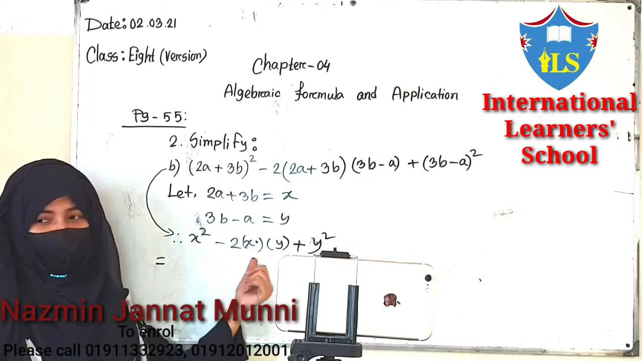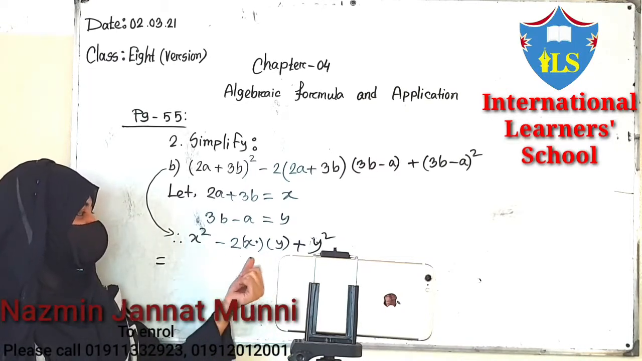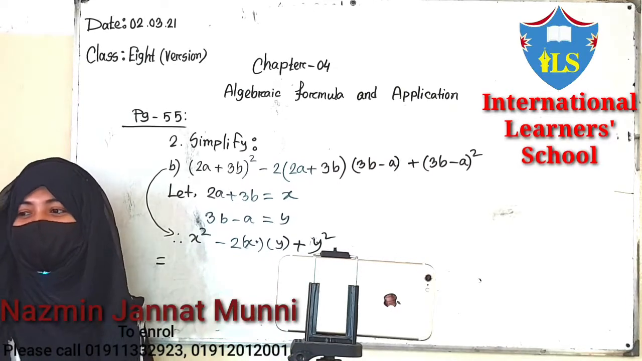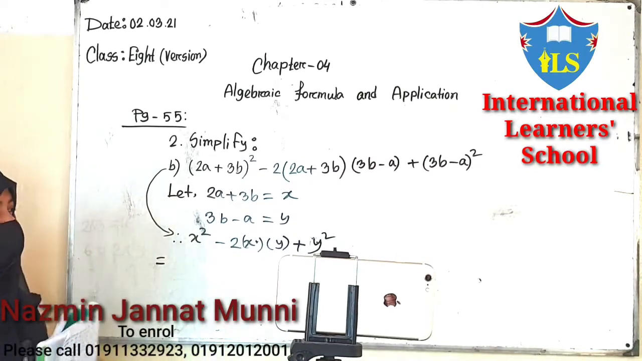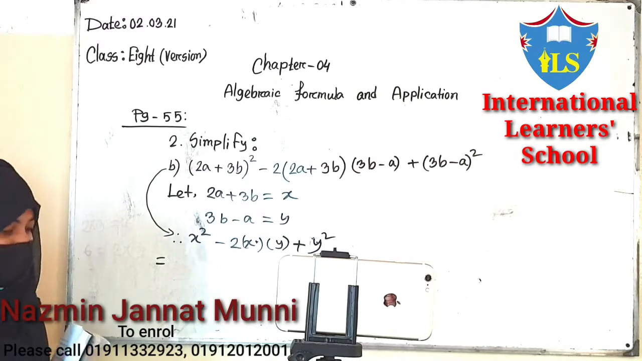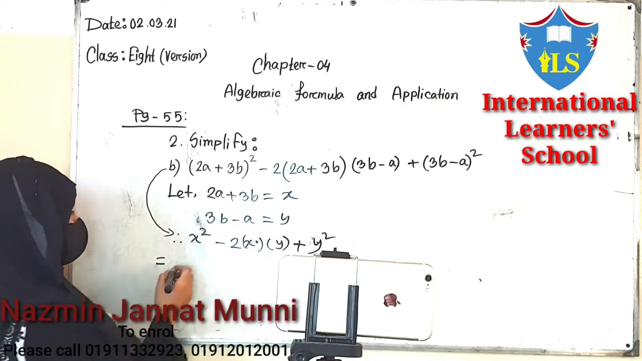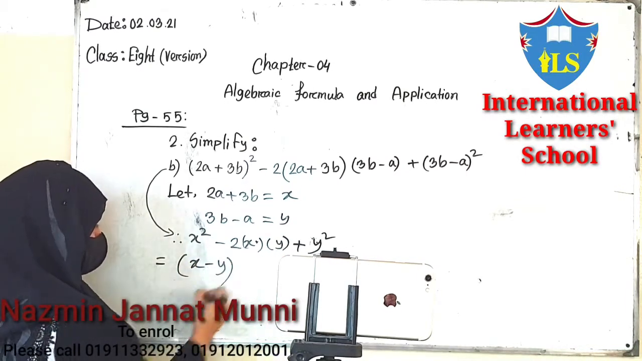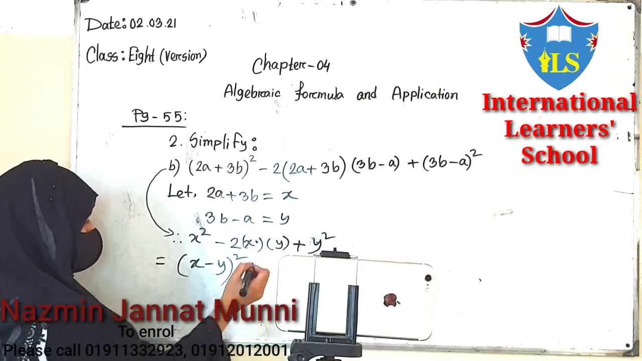Is it similar to you? x square minus 2xy plus y square. What formula is it? a minus b whole square. Exactly. Here a is x and b is y. So I write here x minus y whole square.